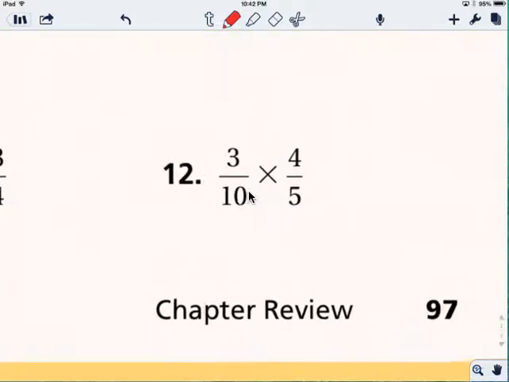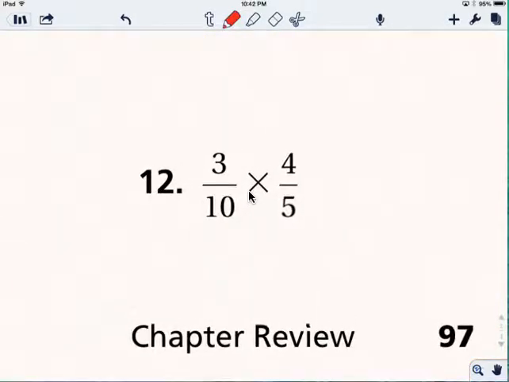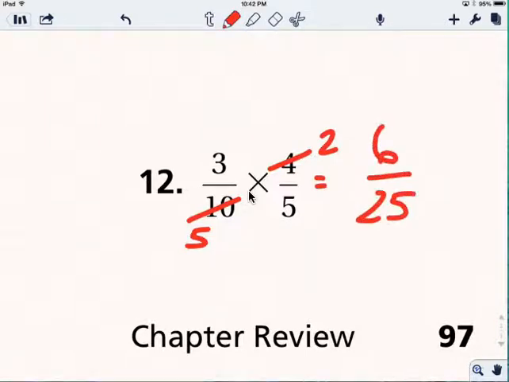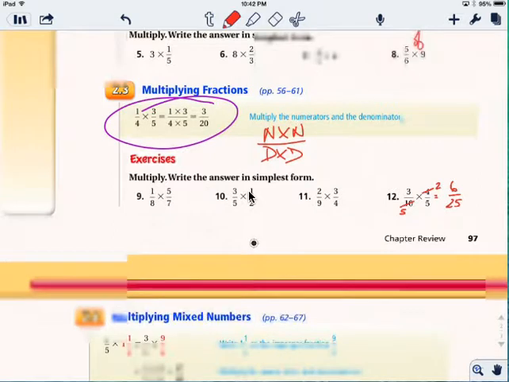such as this one here, 3/10 times 4/5. Well, 4 and 10 share a common factor of 2, divided by 2. Now we get 3 times 2 is 6, 5 times 5 is 25. And if we didn't cross cancel, you'd get 12/50, which would simplify down to 6/25.